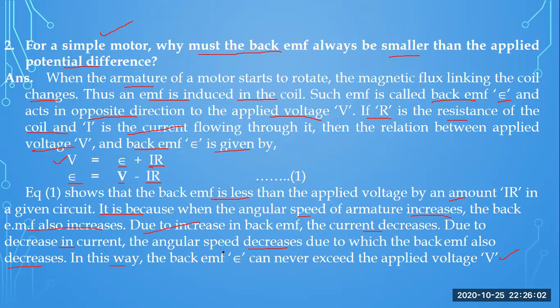So with this, we have understood the answers to the two important questions. One is, for a simple motor, why must the back EMF always be smaller than the applied potential difference? So you are applying some potential difference, what will happen? We have discussed in detail.